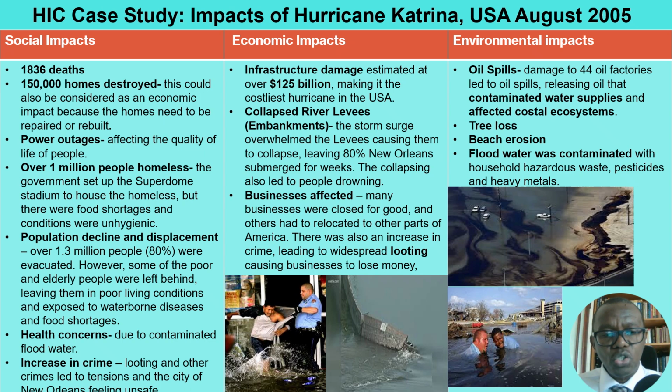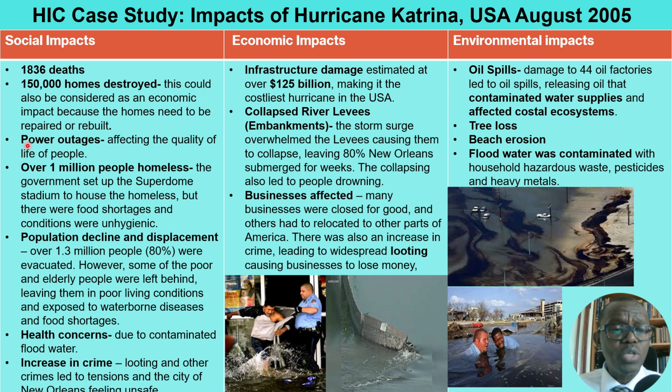As far as the social impacts go, there was a death toll of 1,836 people, unfortunately. So that number of people died, okay, and then 150,000 homes were destroyed. This could also be considered an economic impact, not just a social impact. It's a social impact because people were homeless as a result, but it could also be considered an economic impact because those homes will need to be rebuilt, or those people will need to be rehoused.